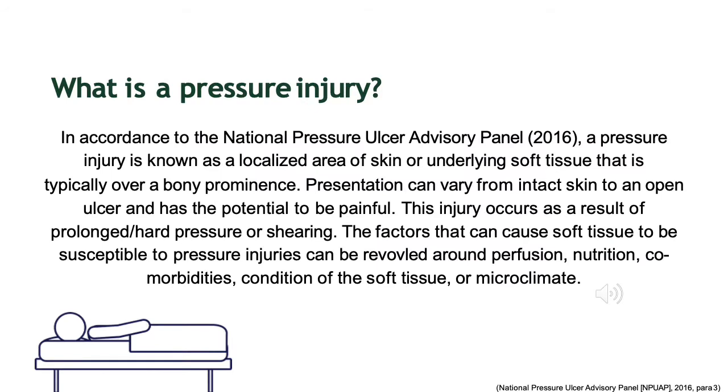In accordance with the National Pressure Ulcer Advisory Panel, a pressure injury is known as a localized area of skin or underlying soft tissue that is typically over a bony prominence. Presentation can vary from intact skin to an open ulcer and has the potential to be painful. This injury occurs as a result of prolonged and hard pressure or shearing. The factors that can cause soft tissue to be susceptible to pressure injuries revolve around perfusion, nutrition, comorbidities, condition of the soft tissue, or microclimate.